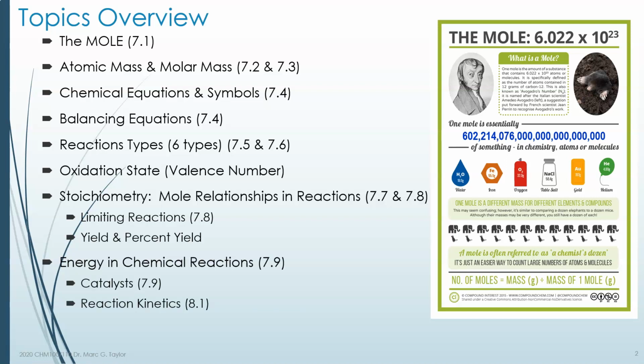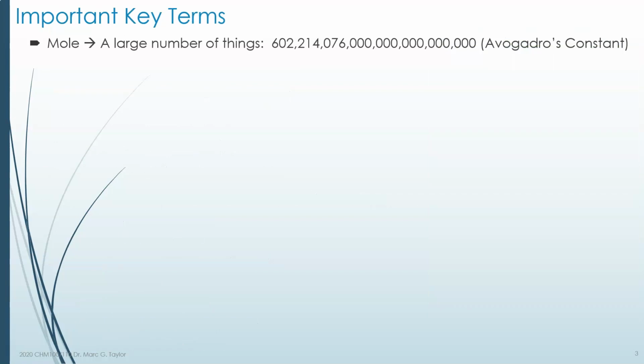And then we'll discuss how energy is involved in chemical reactions. We'll talk about how energy is involved in the speed of a chemical reaction, known as reaction kinetics. And we'll talk a little bit about molecules called catalysts, which speed up the chemical reactions. We'll also talk about the heat energy that is either absorbed or produced in almost every chemical reaction, and that heat is referred to as enthalpy.